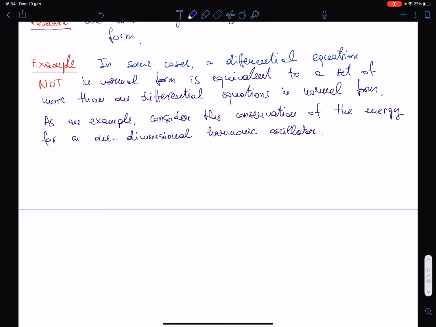Do you remember? If y of t is the motion of a harmonic oscillator, I will give you an extra lecture on that, because I think it is very useful also for the future. However, now consider y of t is the motion of a harmonic oscillator.